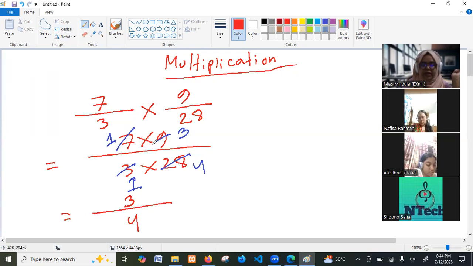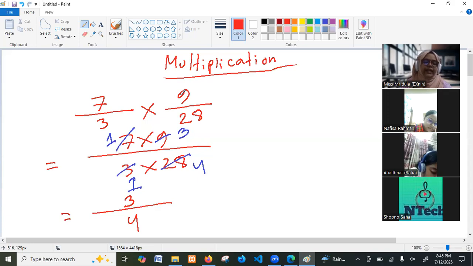But if you did the multiplication, 7 nines are 63, and 3 times 28, a very big number, right? So at that time, it will be a little bit hard to find out what the common divisor will be. So that's why we can do it in the second step, okay? It's going to be easier in this way. So this was all about the multiplication of a fraction with an integer number and fraction itself.